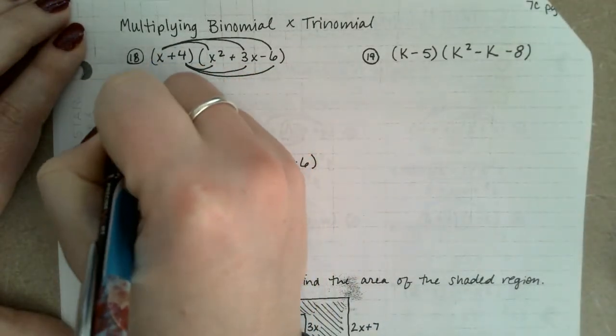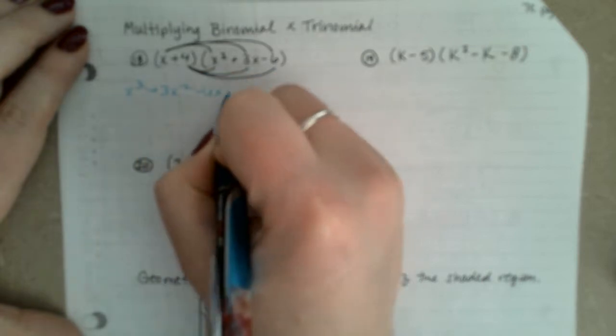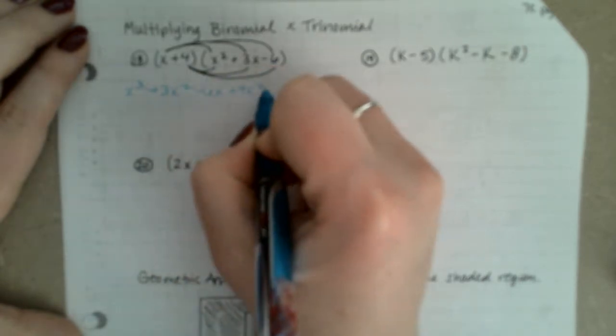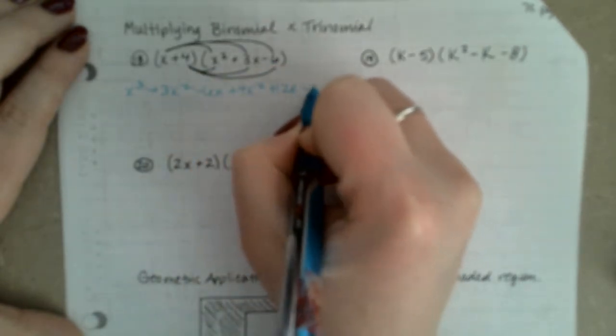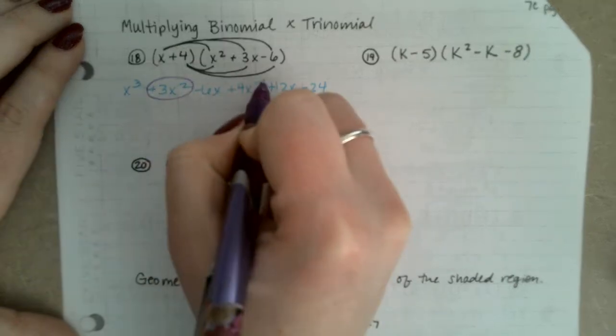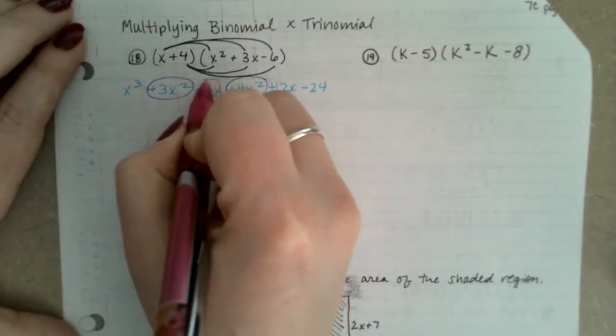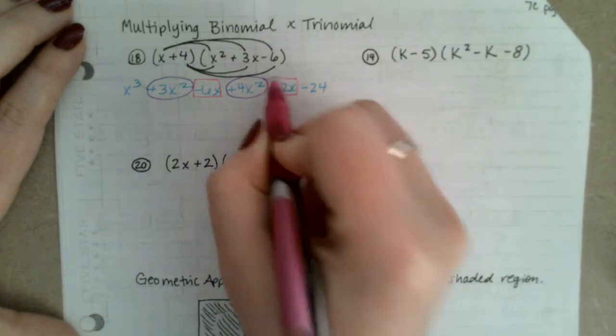So x times x squared is x cubed, x times 3x is 3x squared, then we get -6x, 4x squared, plus 12x minus 24. Now we're going to go collect all of our like terms. So I've got an x squared here and here that will go together, and then I've got an x term here that will go with this x term as well.